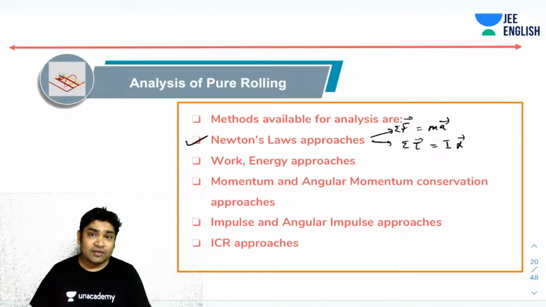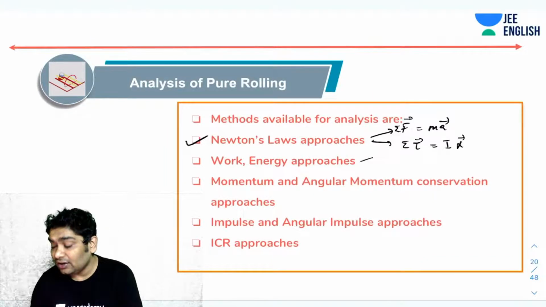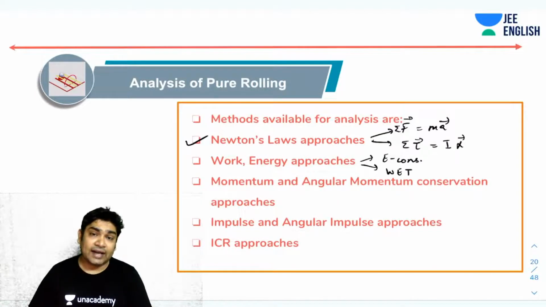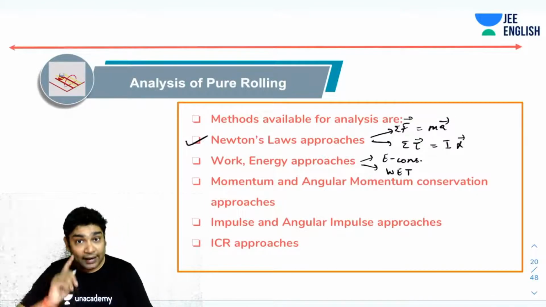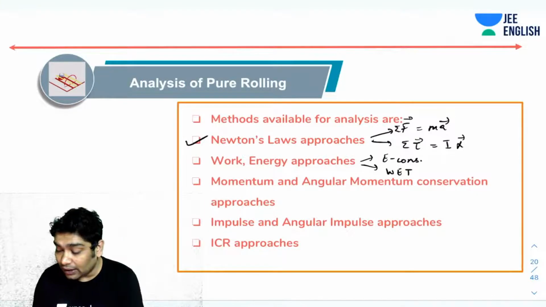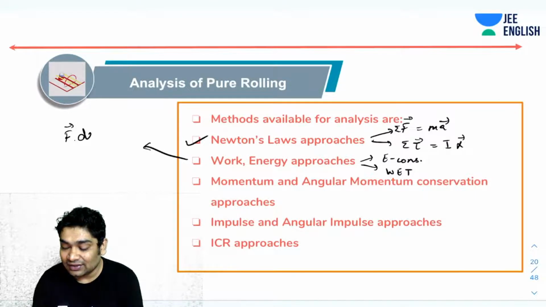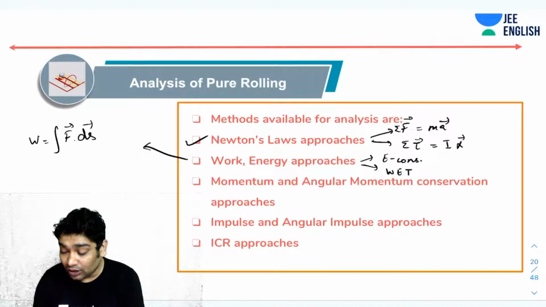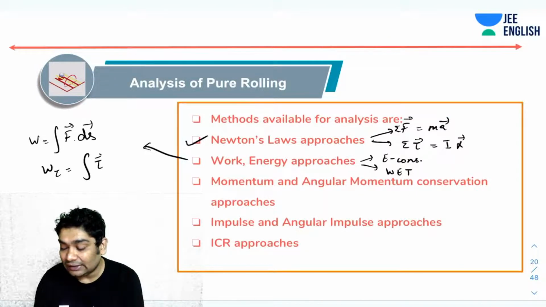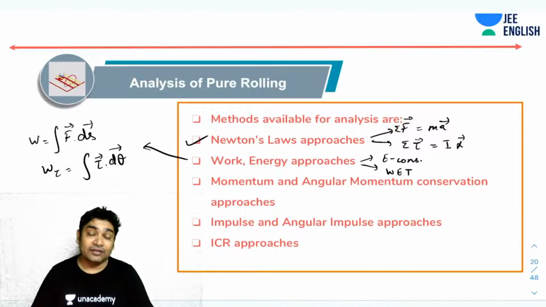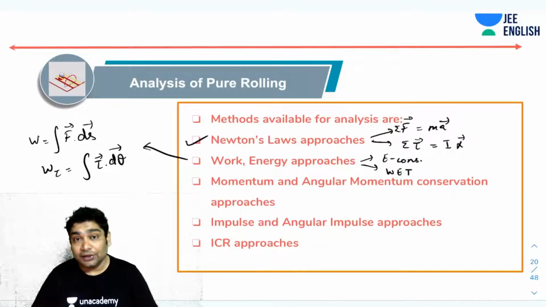Then I may be using work energy approaches again. Either I may use energy conservation or I may use the work energy theorem. We already know how to write the kinetic and the rotational energies. I hope you remember that work done by a force was integral F dot ds, right? So that is how you used to find the work due to a force. How about the work due to a torque? Work due to a torque is found as integral of tau d theta. Remember that you can also find the work done by torques and then use work energy theorems.